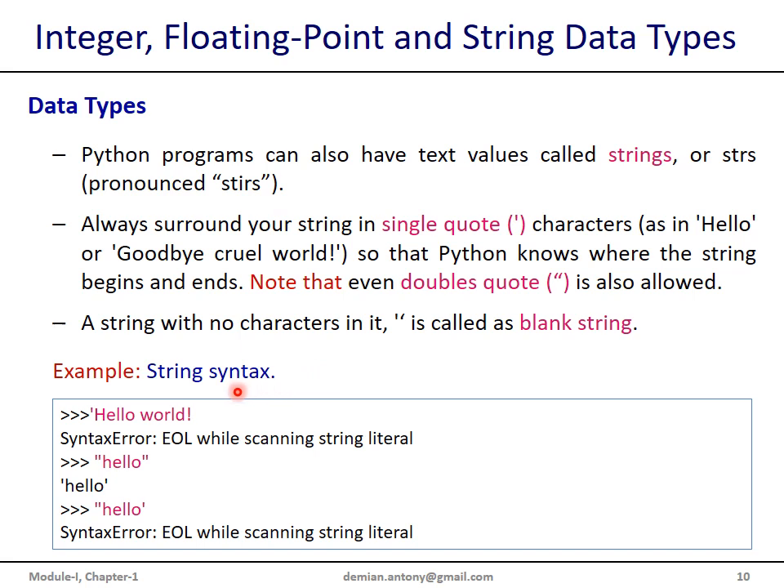Let us take up a simple example. 'Hello world. Here we have only one opening single quote and no ending single quote. This is an invalid representation of a string. Second example: this is valid because the string begins and ends with double quotes. This is the third example, which is invalid. The string begins with a double quote and at the end it is enclosed with a single quote. Again, it's an invalid representation.